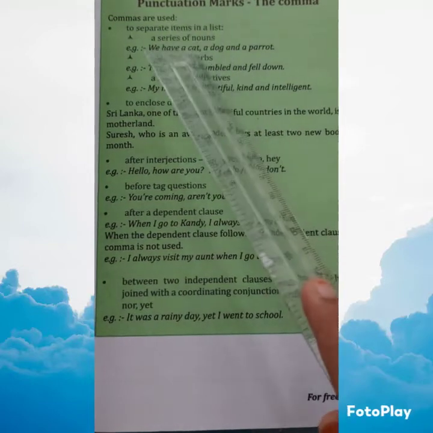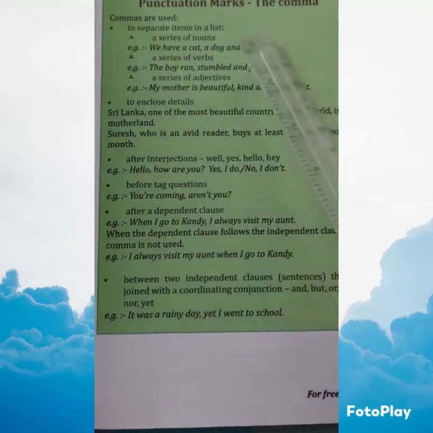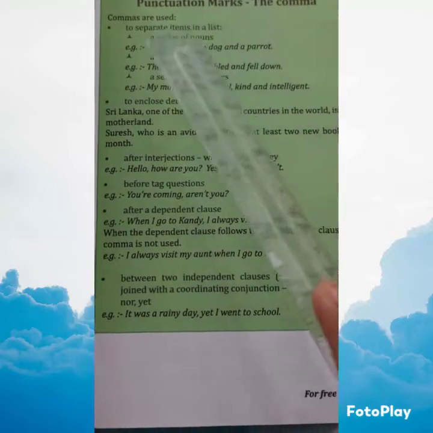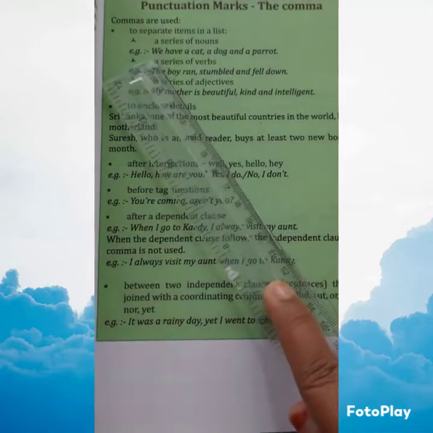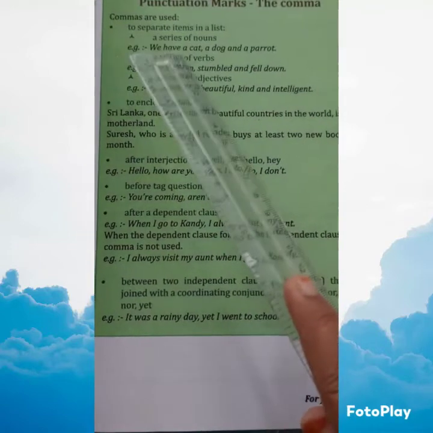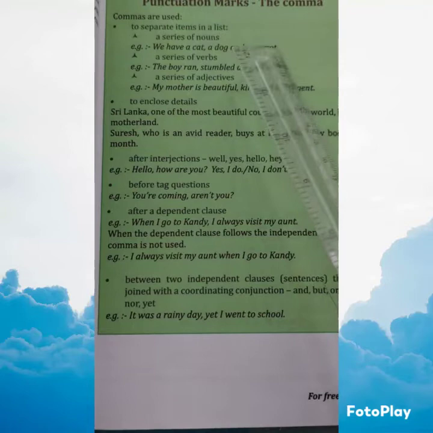If there is a comma, when we read the sentence, when we read those words, we have to pause there. Look at the way of reading. We have a cat, a dog and a parrot.